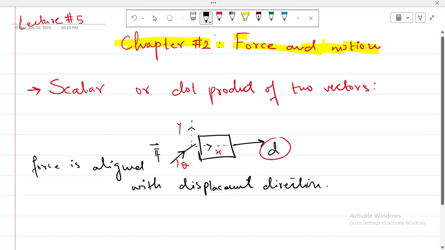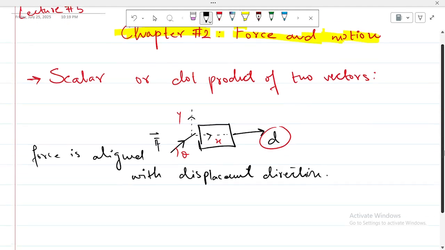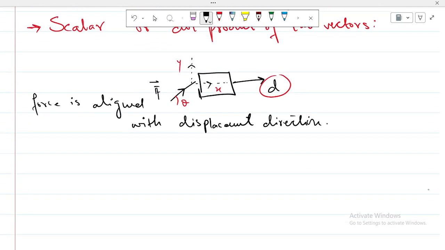Since displacement itself is a vector quantity, it has a direction as well. In this case, it is in the right direction. So we want to find out how much of the force being applied on the cart is actually contributing to moving the cart in the same direction as the displacement.